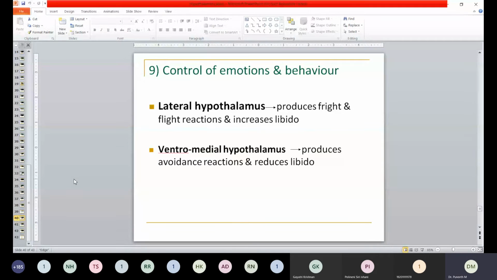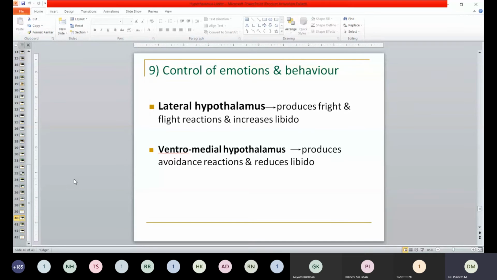In the limbic system, one of the main components is the hypothalamus. So the hypothalamus will help the limbic system in controlling emotions and behavior. What they have found is there are two nuclei, the lateral hypothalamic nucleus and the ventromedial nucleus. Both have exactly opposite functions.